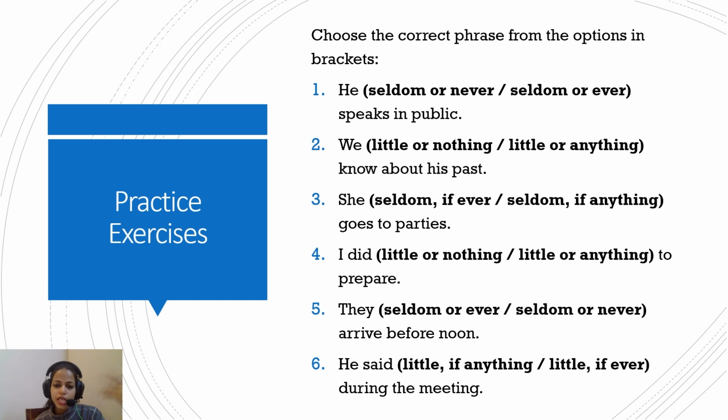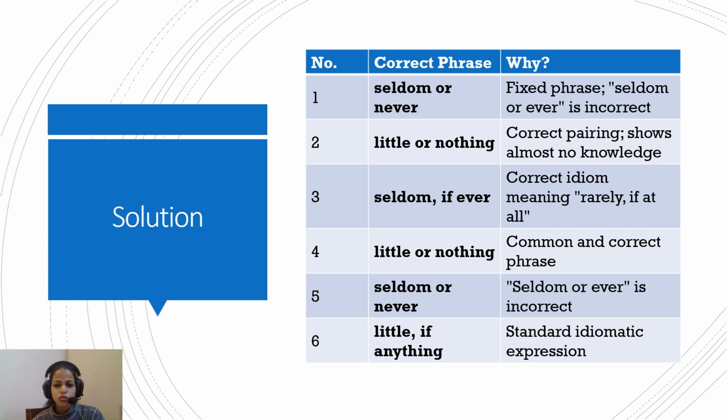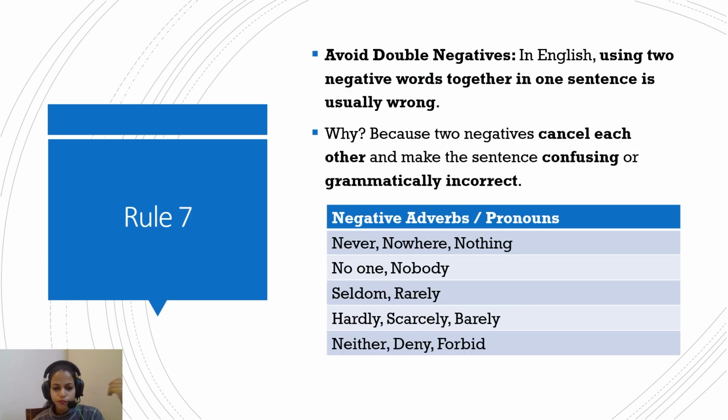Okay. She seldom, if ever, goes to parties. There is no such thing as seldom, if anything. Seldom, if ever, she goes to the party. That means she might have been to a party once or twice. It's not like she has never been to a party, but almost never. So the correct one is seldom, if ever.